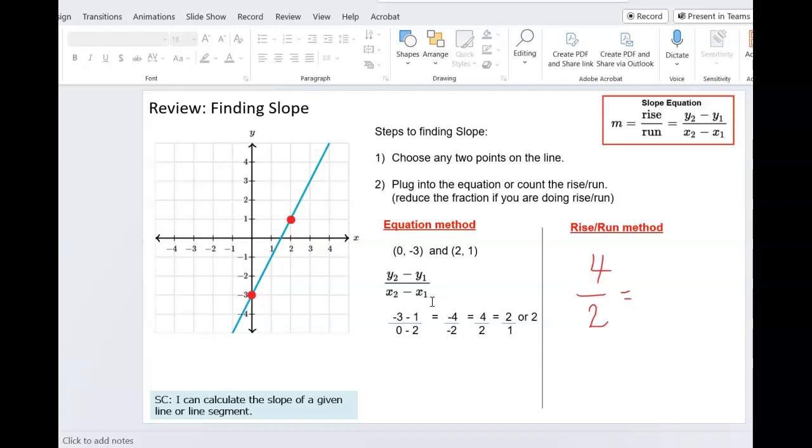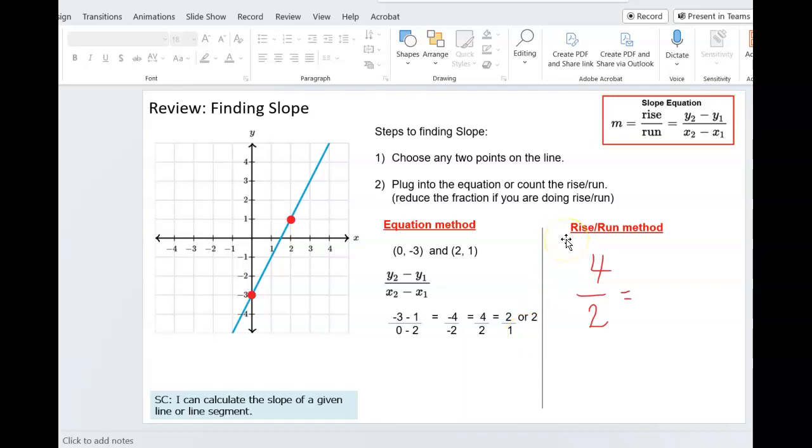And then if you're going to use the equation method, plug it into the equation. So the change in y over the change in x, you could see I have these 2 points labeled on the line. I plugged them in and I solved. The slope would be 2 over 1 or 2.